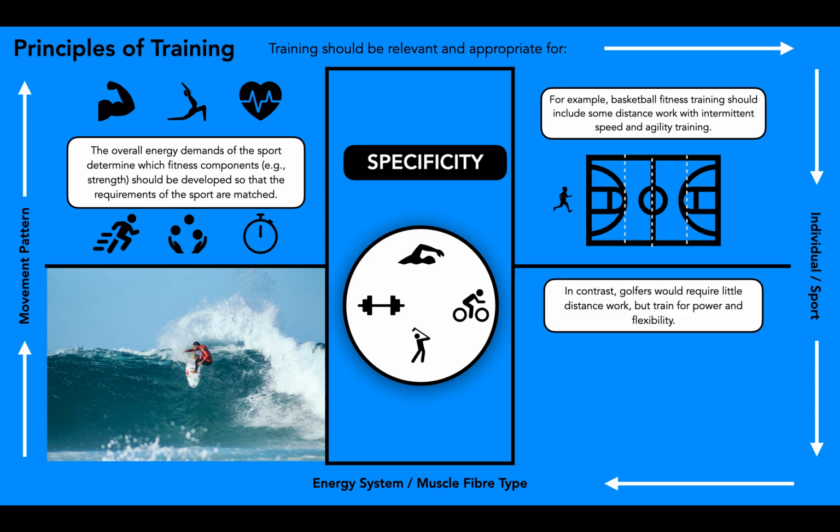In contrast to that, golfers would require little distance work thanks to the useful golf buggies, but they will train a lot for flexibility and power. Okay, so getting that full range of motion from their muscles so that their swing is efficient and also with appropriate power, so when they're playing off the tee, they're as close in the first shot as they need to be. Okay, so this is the principle of specificity.